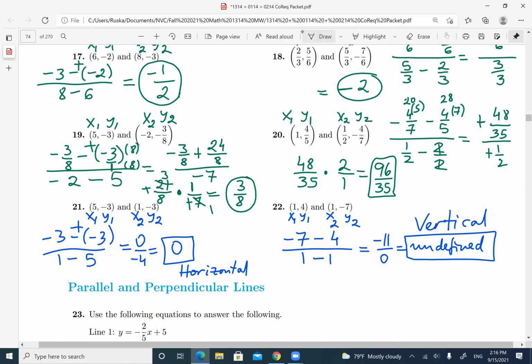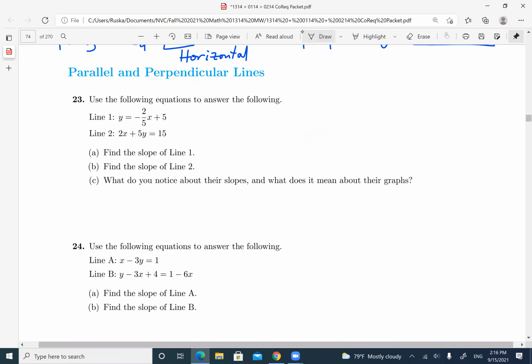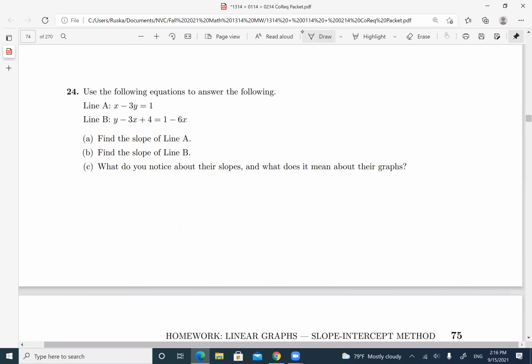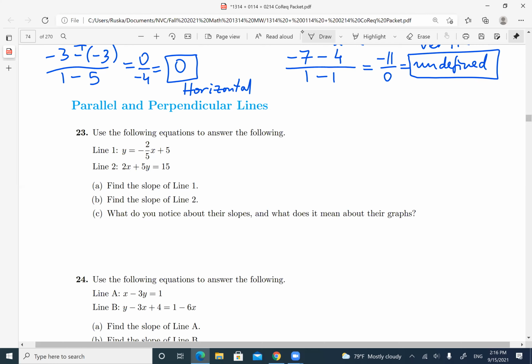So just plug it into the formula. Now, let's do number 23 and 24, where we're going to talk about parallel and perpendicular lines. So number 23, you have line 1 and line 2. You have 2 equations given for the 2 lines. First, you have to find the slope of line 1. So what is the slope of line 1? Just looking at it.